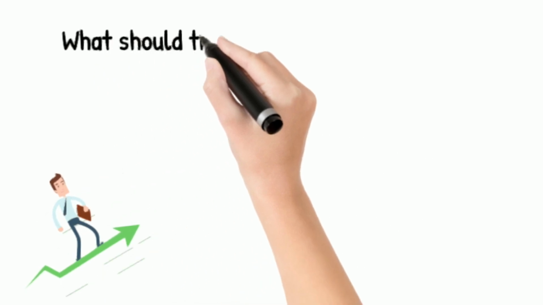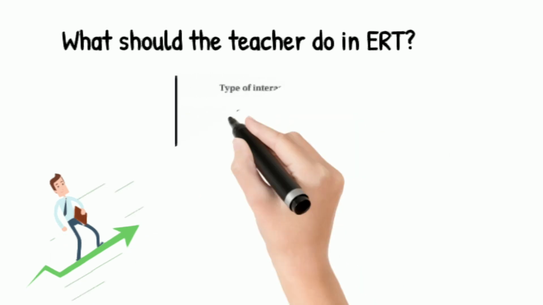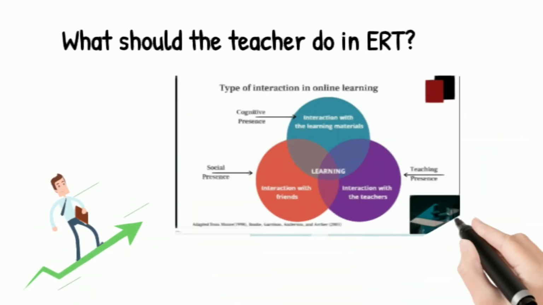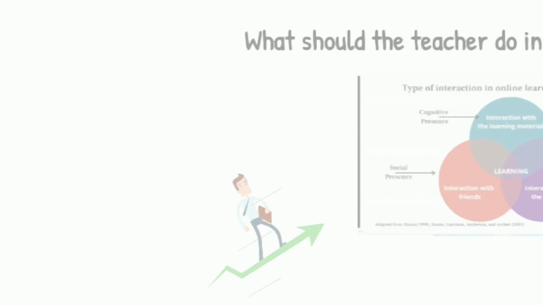The second point that a teacher should do in implementing ERT is involving interactions in online learning. Besides offering cognitive presence, or interaction with the learning materials, a teacher also has to provide social and teacher presence so that the students can interact with their friends and their teacher.